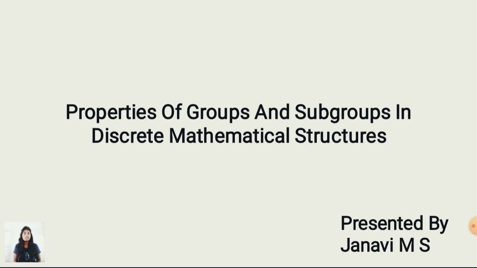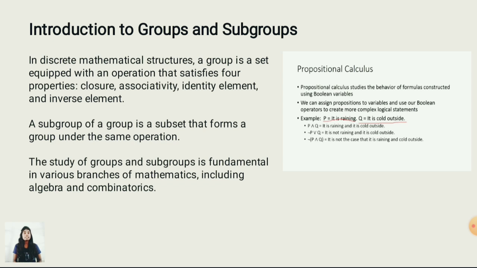Today we are going to discuss the topic: properties of groups and subgroups in discrete mathematical structures. Let us see the introduction to groups and subgroups. In discrete mathematical structures, a group is a set equipped with an operation that satisfies four properties: closure property, associative property, identity element and inverse element. A subgroup of a group is a subset that forms a group under the same operation. The study of groups and subgroups is fundamental in various branches of mathematics, including algebra and combinatorics.